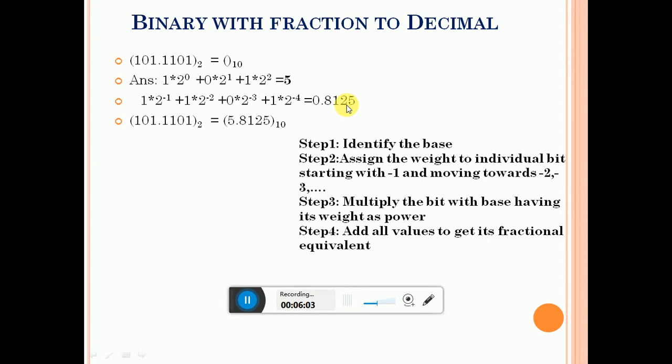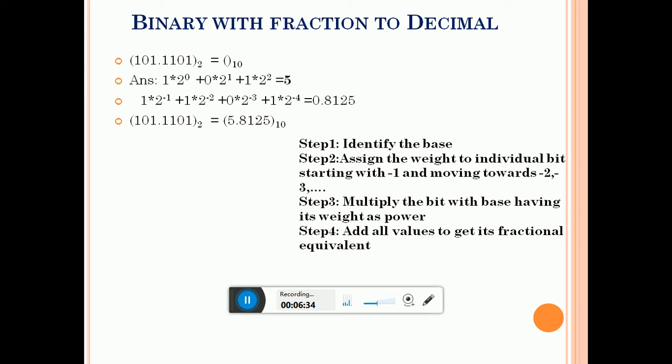And the last step is very important while writing your final answer. When you are writing the final answer, you have to write the given number with the base, combining the first part and the fractional part, which is 5.8125 as your final decimal equivalent of the given binary with fraction. So these are the steps for converting a binary number with fraction to its decimal equivalent.